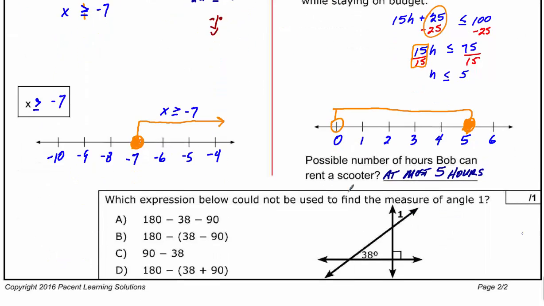All right, down to the bonus problem. Which expression could not be used to find this? And that's expression B, because you're taking away both the 38 and a negative 90. If you think of this, this is like 180 minus 38 plus 90. When you take away this takeaway, it ends up being addition. So B was the answer that couldn't be true.